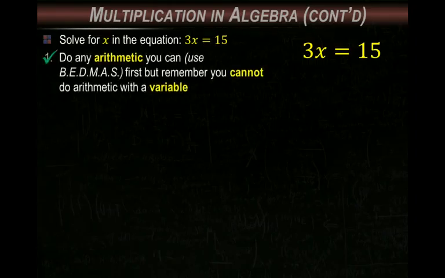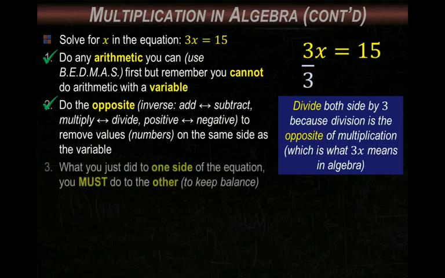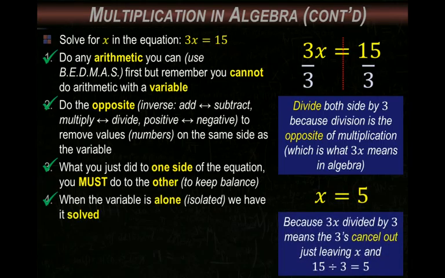So what we have to do is, first of all, is there any arithmetic to do? No, nothing I can do there. So I do the opposite. I divide by 3. That's the opposite of multiplication. But remember, balance. So what I do to one side, I do to the other. So I divide this side by 3. Now, we don't want to overthink this too much, but by dividing this side by 3, the 3's essentially cancel each other out, leaving me with just x. And 15 divided by 3 is 5.